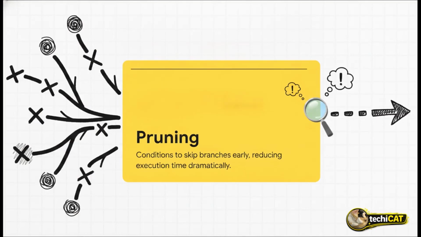So, pruning. Pruning is simply adding specific conditions to skip branches early, which reduces your execution time dramatically. Honestly, think of it not as a completely new algorithm, but as a superpower you just bolt onto your template. Imagine being back in our physical maze, looking down a super long corridor and knowing instantly, without a doubt, that it leads to a dead end without having to walk all the way down it. You basically just prune that path right out of your mind.